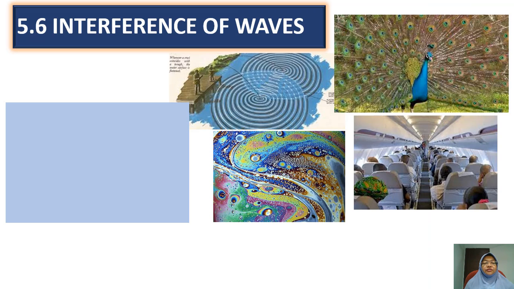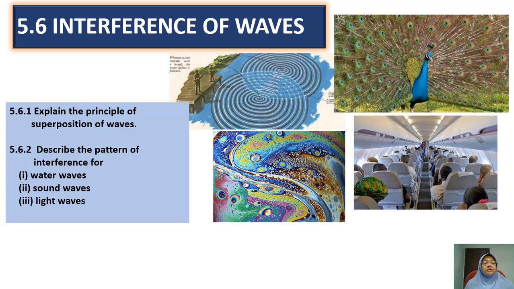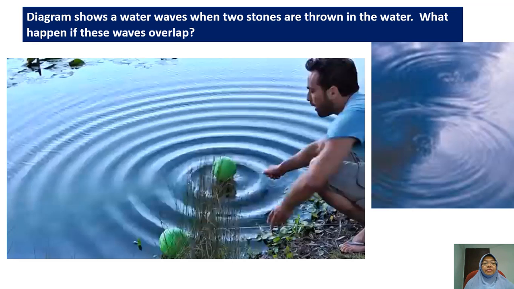Interference of wave. What we are going to learn today: first, explain the principle of superposition of wave. Second, describe the pattern of interference for water wave, sound wave, and light wave. The diagram shows a water wave when two stones are thrown in the water. What happens if this water wave overlap? Look at the video.